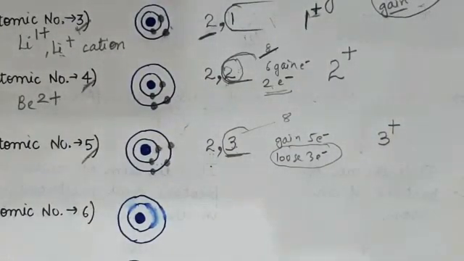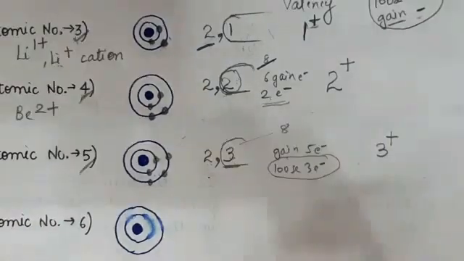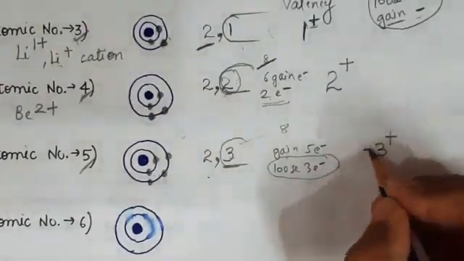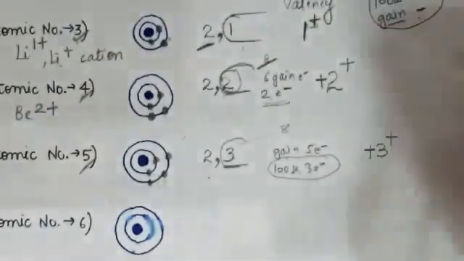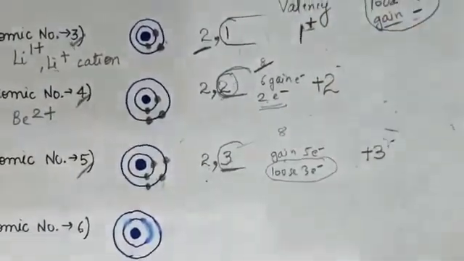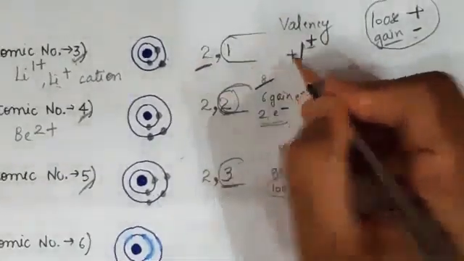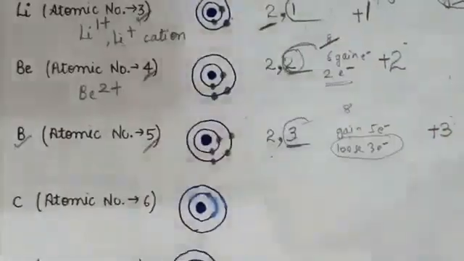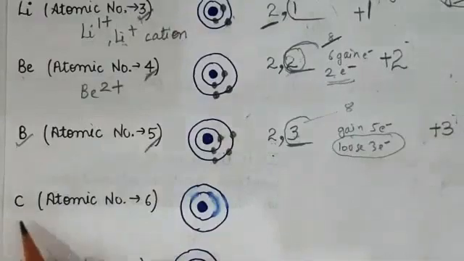Clear, students? And one more thing, we write the charge in front. Okay? We do not write it at the back. In this case also, the charge is written in front. Let us take one more example, carbon.